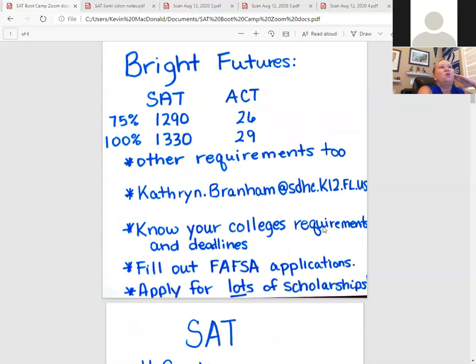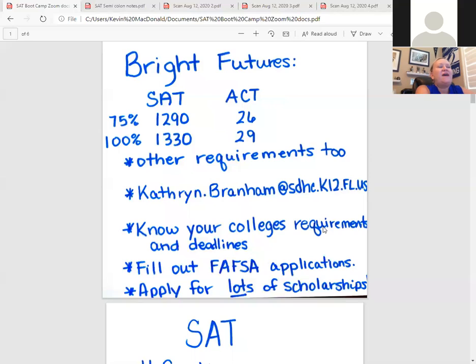Please know what your college requirements and deadlines are, especially since COVID. Deadlines have changed. They've been pushed back. They've been pushed up. The numbers have changed, some numbers have not changed. It's all very different with every college. So please check with your college. Make sure you know the number that you're trying to get.